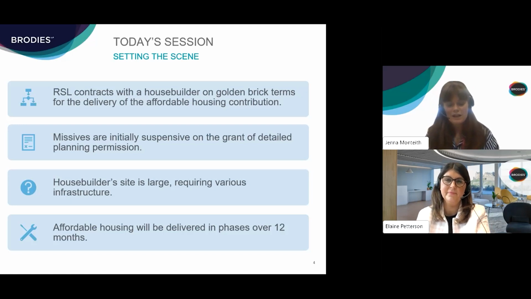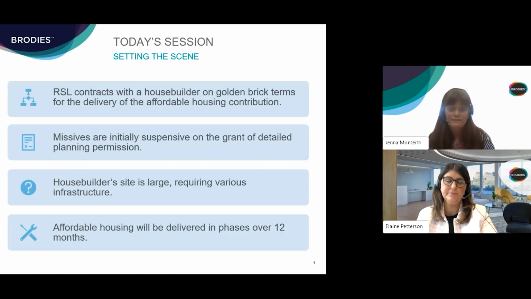We'll probably imagine that the missives will be initially suspensive on detailed planning permission being obtained by the house builder, and that the house builder's site is probably quite large. As everyone on the call will know, the likelihood is that there will be a 25% affordable housing contribution on the developer's larger site. So to accommodate 50 units, that would be quite a large site in the first place, and that site will require various supporting infrastructure, likely to include an access road, a suds pond, maybe some active travel routes across the site, and all of that kind of thing.